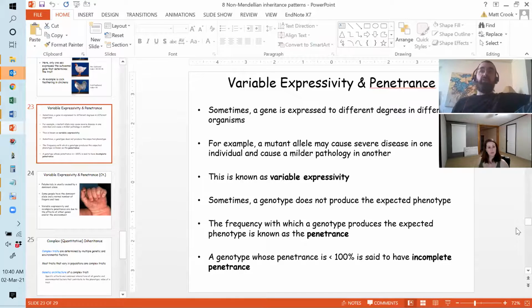So this is the same genotype, but you have this huge range in expression of that phenotype, right? Ranging from people who can live very normal lives to people who die before they reach the age of 3 or 4, right?